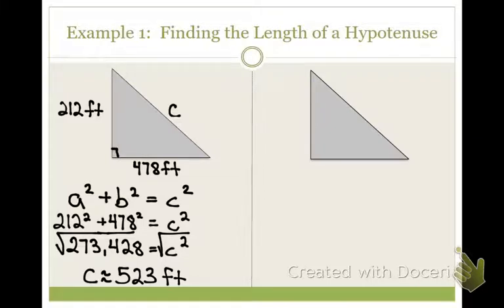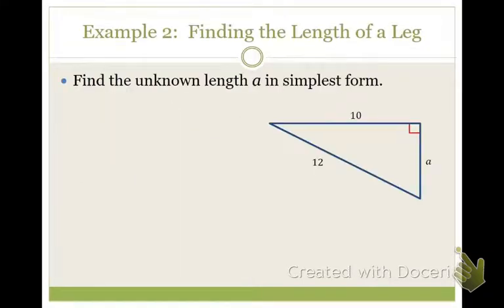Now, example 2, I would say, is a more realistic problem as far as what you would see on a homework assignment. In example 2 now, we're solving for a different part of the Pythagorean theorem. So now it says find the unknown length A in simplest form. Again, you don't have to draw the triangle on your notes. What do you need to write on your notes?